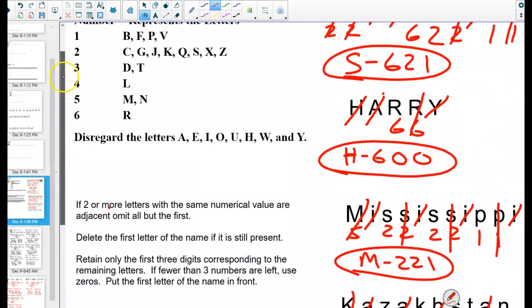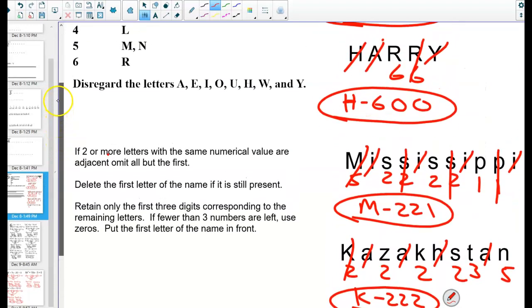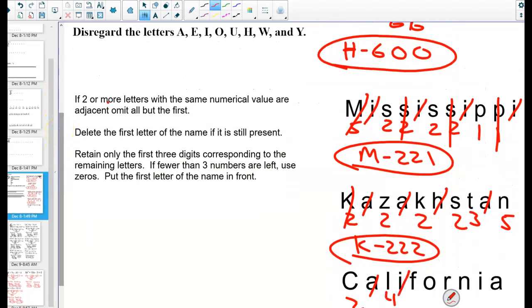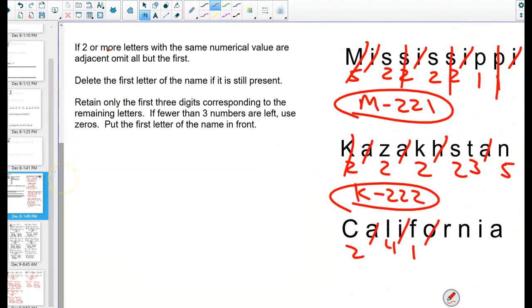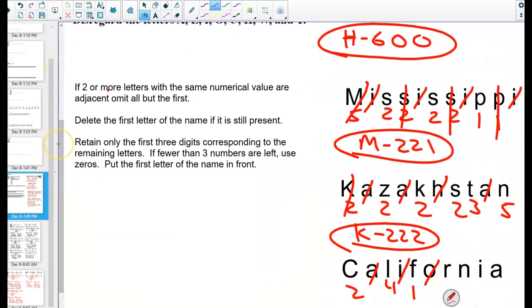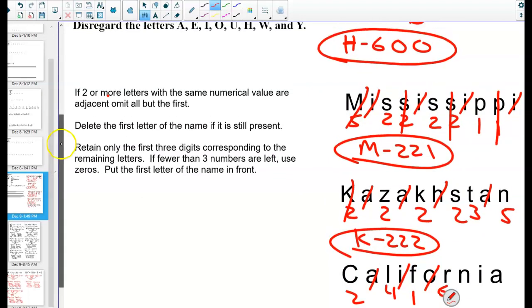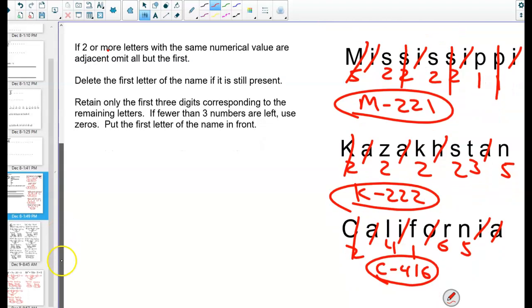And then finally, California, 2, we eliminate. L is 4, we eliminate. F is 1, we eliminate. R is 6, N is 5, and we eliminate the last 2 letters there. These are vowels. First letter is C, we eliminate it, and this just becomes C416. And that's our value.